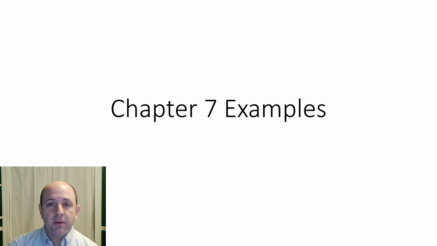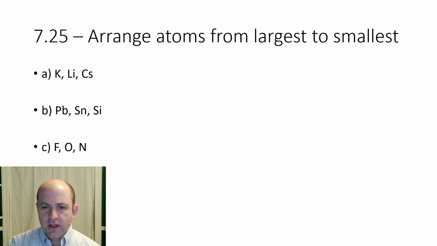This chapter is all about periodic trends, so there's not really a ton of math, which is nice. It's more, are you understanding where you are in the periodic table and how properties of the atoms change as you move left to right, top to bottom, or some mixture of the two. So a couple quick examples.